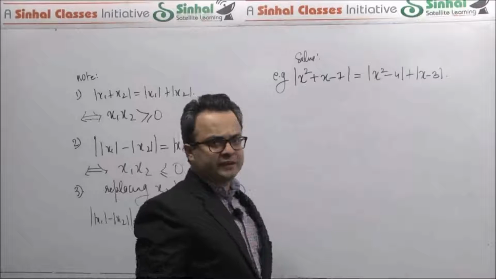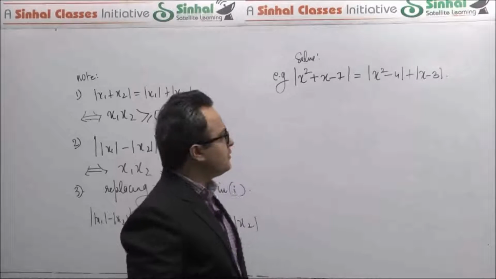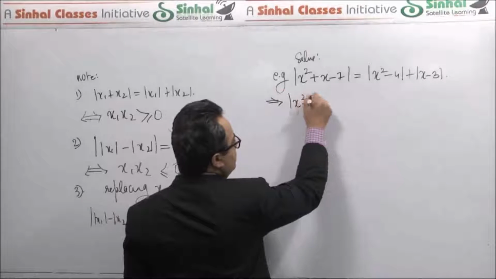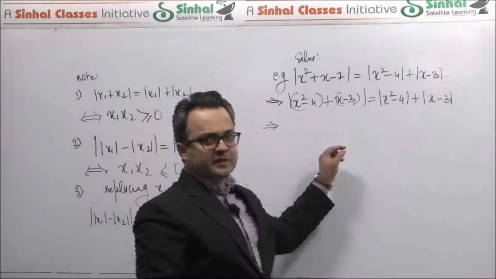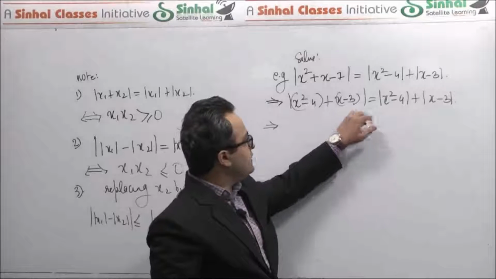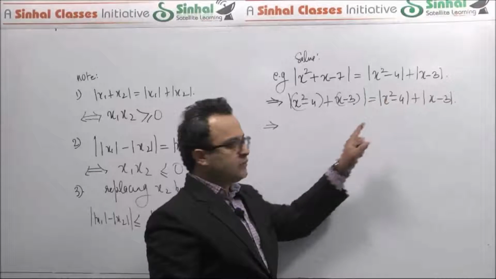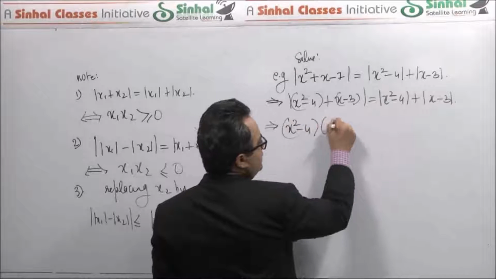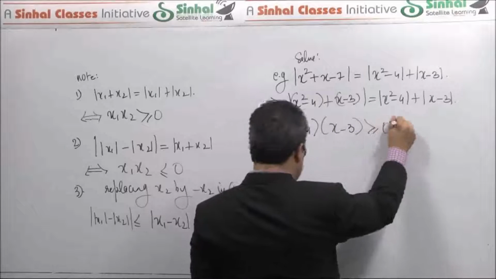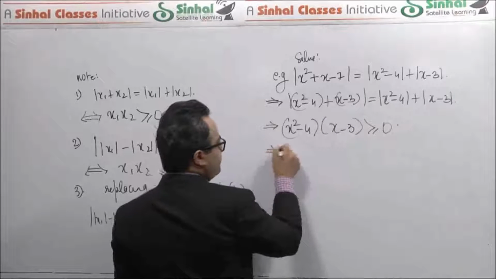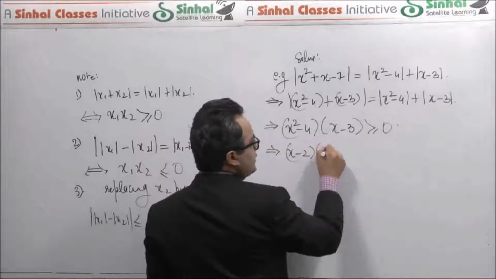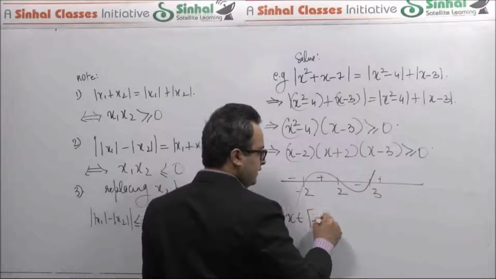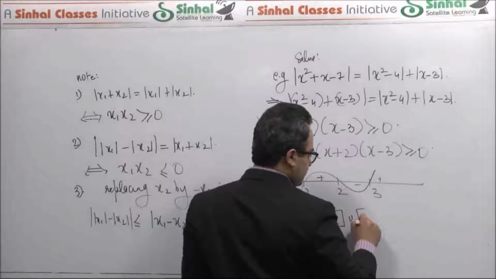Of this property, suppose you have this equation that you want to solve. You want to find those values of x for which this equation is satisfied. So an observation over here is that the equation can be rewritten in this particular form. It reduces to the form that we've discussed, that mod of x1 plus x2 is equal to mod x1 plus mod x2. So that again should be true if x1 into x2 is greater than or equal to 0. Now we can use the wavy curve method. So x can belong to the interval -2 to 2 union 3.